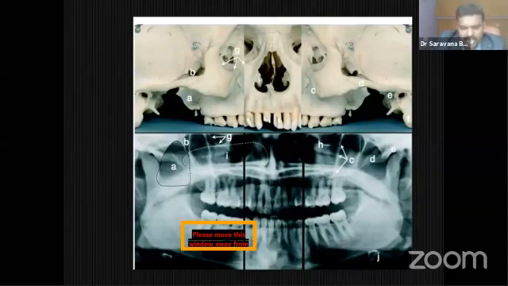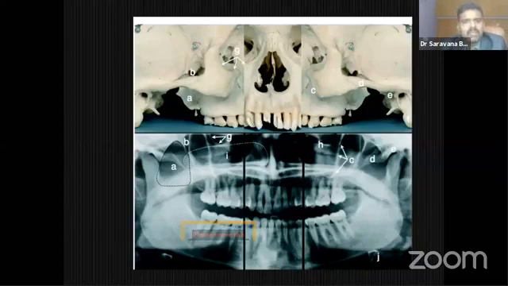Many other medical imaging modalities do not have this much information. OPG, I'm repeatedly saying, is a very good imaging modality, but what I am going to express in this lecture is that still we are not reading, still we are not interpreting OPG properly.